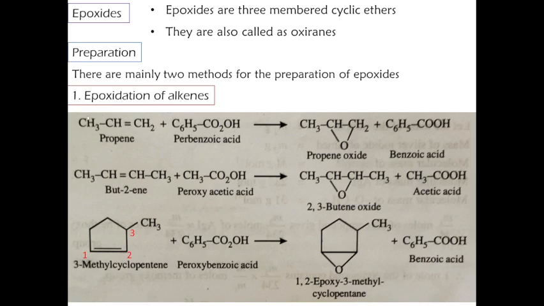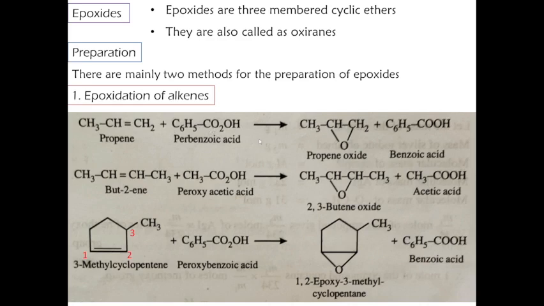So the starting material is alkene. It should be epoxidized using peracids. First reaction: if we take propene, CH3, CH double bond CH2, it reacts with perbenzoic acid. Perbenzoic acid means C6H5, C double bond O, OOH. The C double bond O, OOH is the peroxy acid. Since a phenyl group is attached here, this is perbenzoic acid.